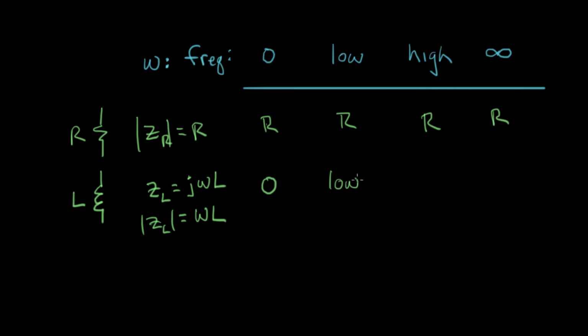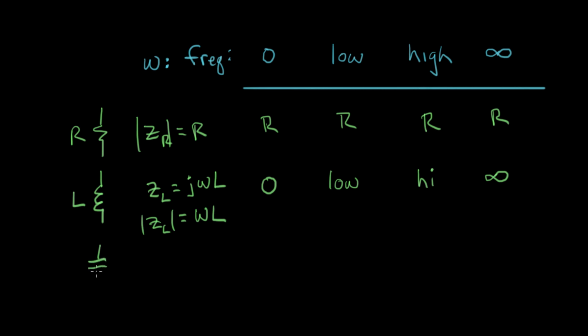And as the frequency gets high, then omega L becomes a larger number, so it becomes high. And if we let the frequency go to infinity, then omega becomes infinity, and this becomes infinity. So we see in an inductor, from low frequency to high frequency, the impedance of the inductor goes from 0 up to infinity.